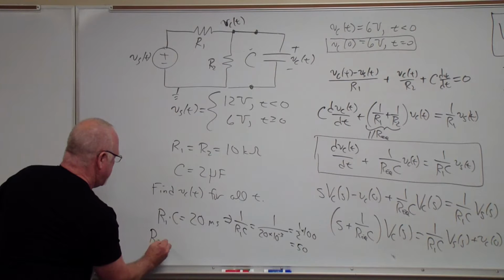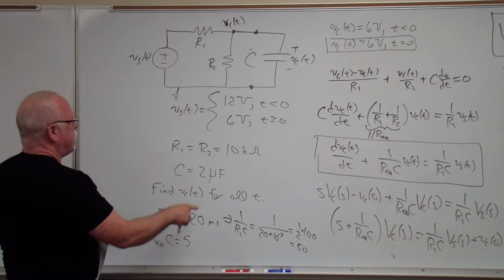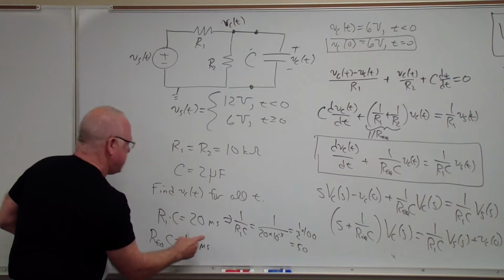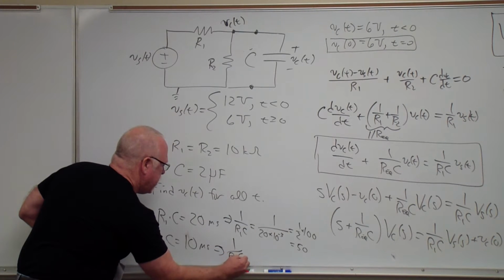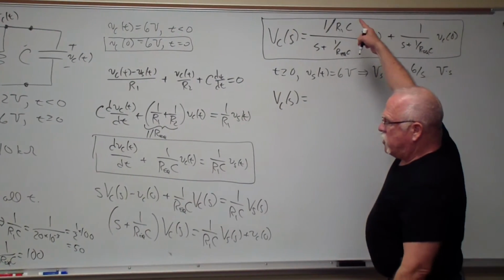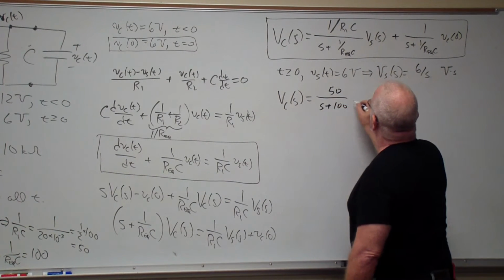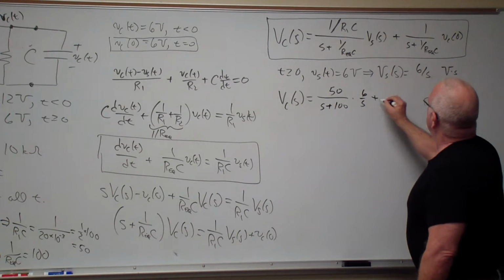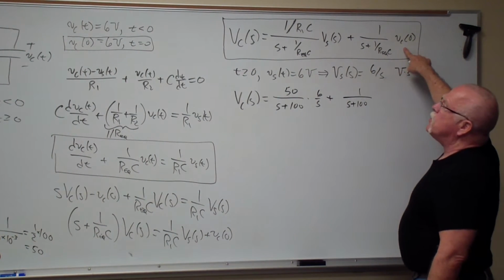And then our R equivalent is going to be 5 k ohms times 2 microfarads, so it's going to be 10 milliseconds, which is half as many milliseconds as that. So 1 over R_EQ C is going to be 100 per second. So let me see, 1 over R1C was 50 over S plus 100, and then we've got 6 over S for our input term, and then over here we have 1 over S plus 100, and Vc of 0 was 6 volts.